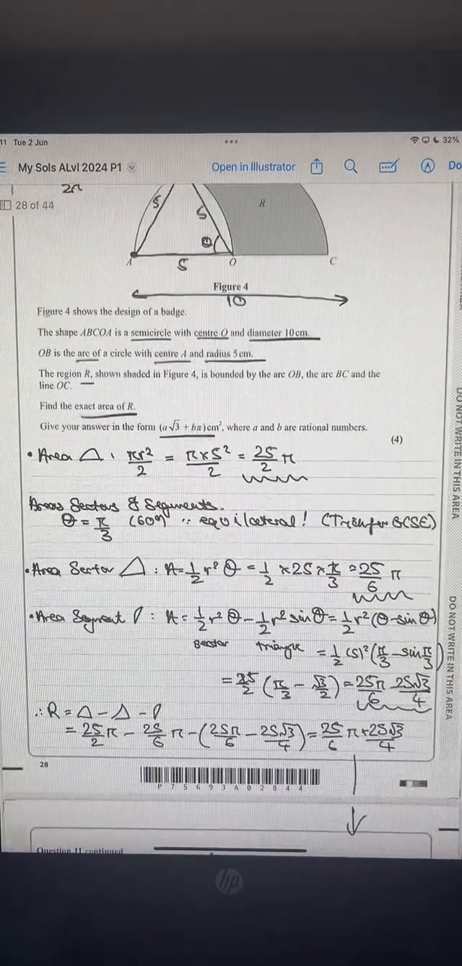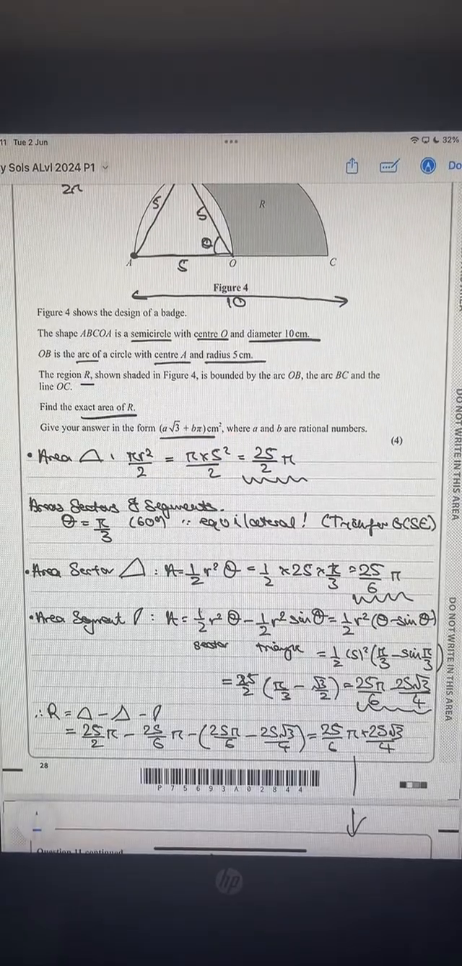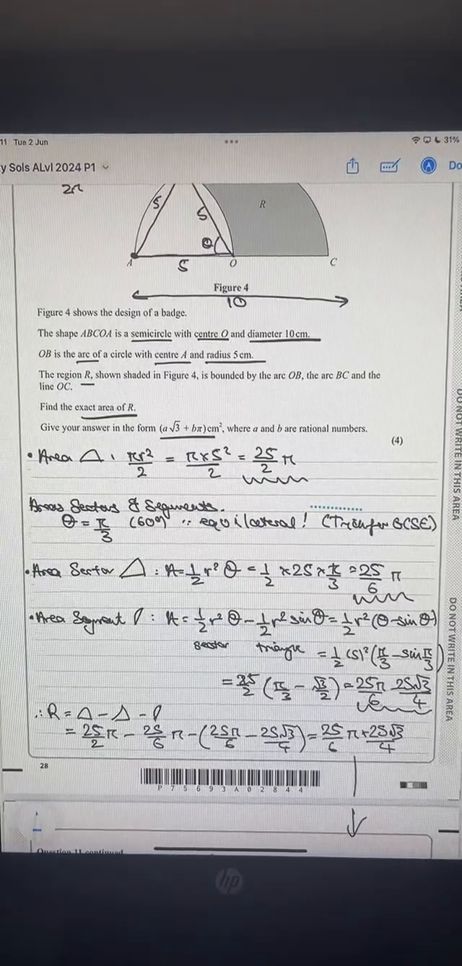There we go. So here, I will do it in blue where we were. So area is a half r squared theta minus a half r squared sine theta. So I'm going to factorize out my half r squared to make it easier. Then I plug in my values. Theta is pi by 3 and sine of pi by 3 is root 3 over 2. So then I get 25 pi by 6 minus 25 root 3 over 4.